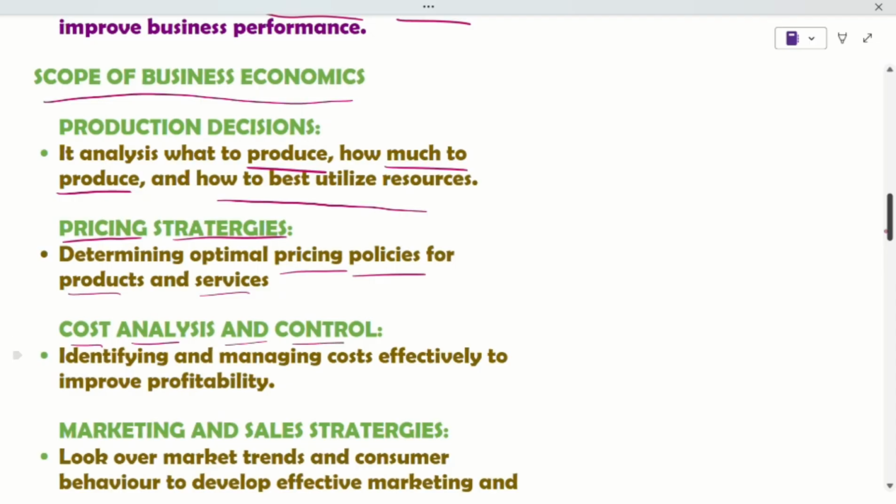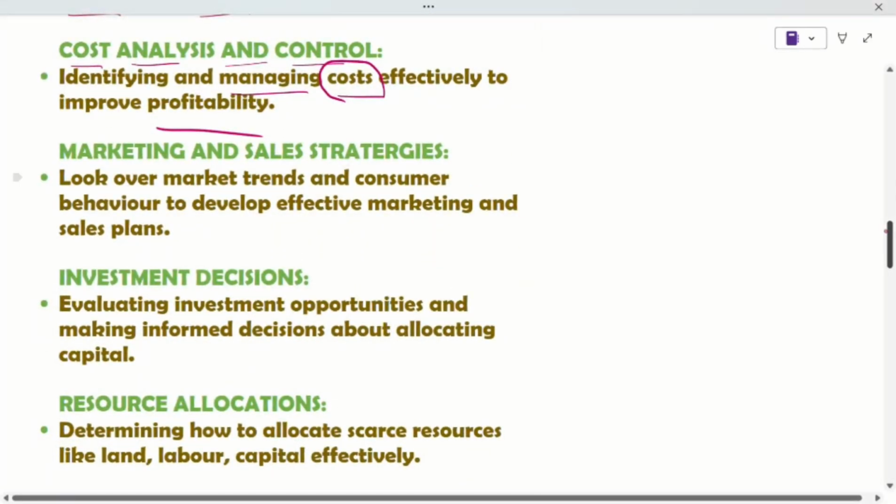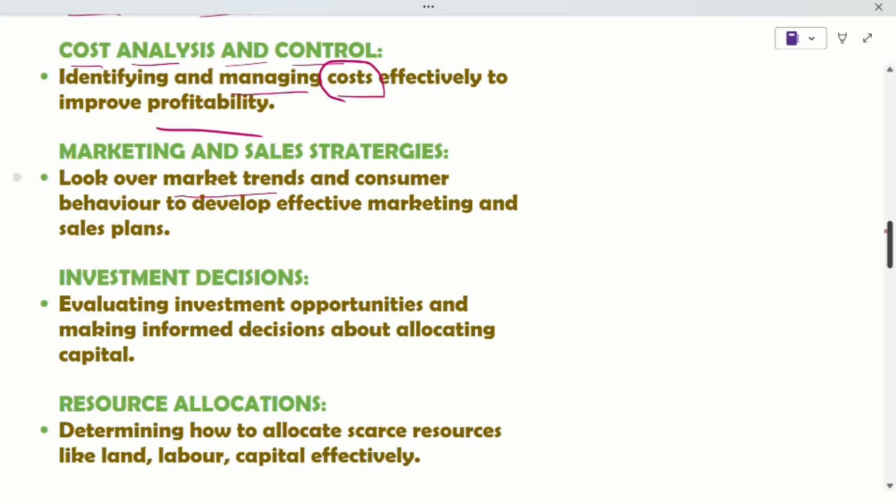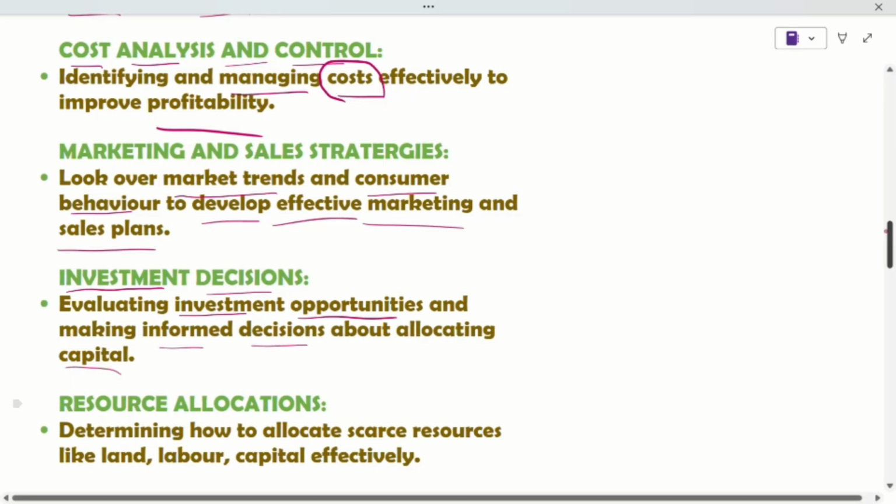Cost analysis and control. Identifying and managing cost effectively to improve profitability. You use this term for getting profit. Okay, marketing and sales strategies: look over market trends and consumer behavior to develop effective marketing and sales plans. To develop effective marketing and sales plans, you need this marketing and sales strategy. Investment decisions: you should evaluate the investment opportunities and make informed decisions about allocating capital.